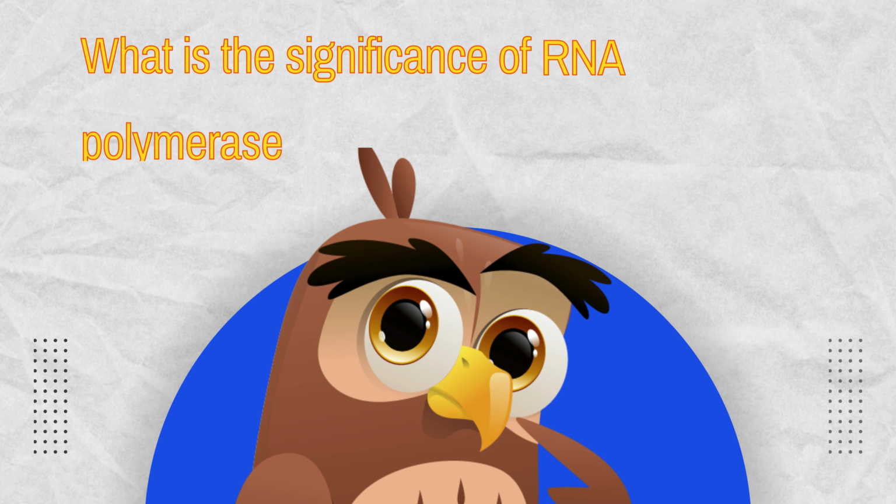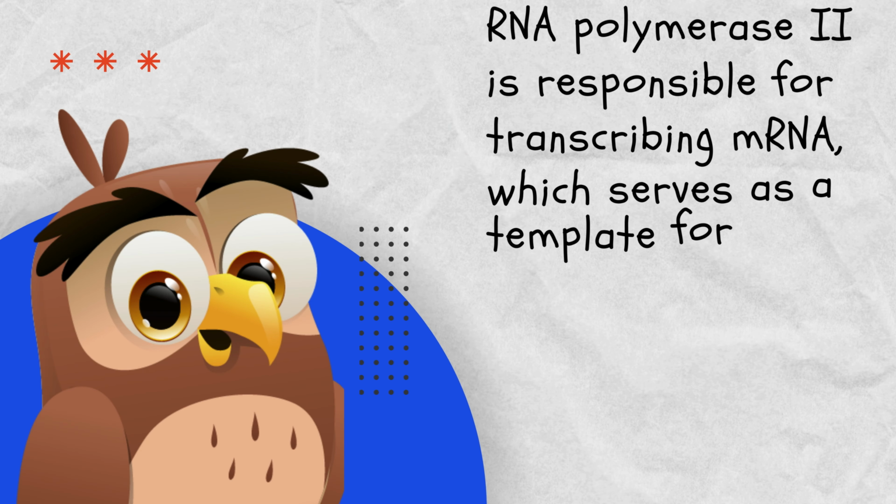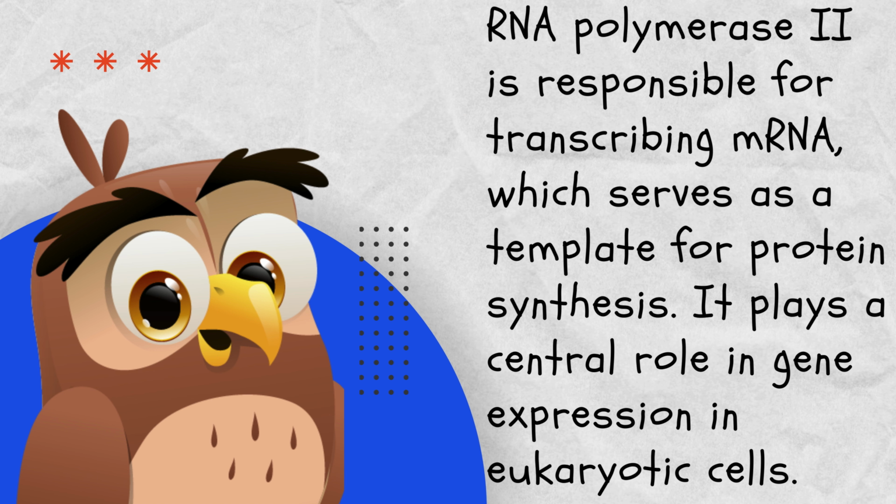What is the significance of RNA polymerase II in eukaryotic cells? RNA polymerase II is responsible for transcribing mRNA, which serves as a template for protein synthesis. It plays a central role in gene expression in eukaryotic cells.